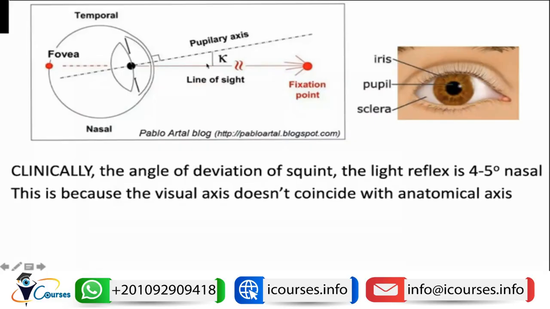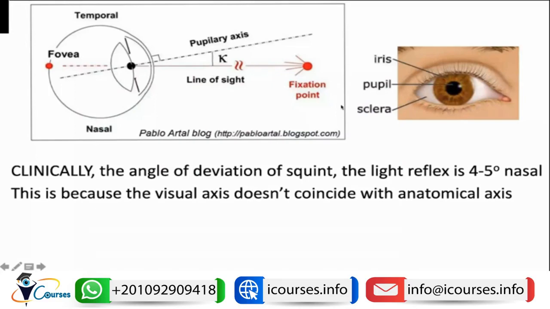So if this angle is large, what will this mean? This means that the eye is deviated more temporally. So the eye is more exotropic, as you can see here. If the eye is more exotropic or more deviated temporally, this will lead to an increase of the angle kappa.